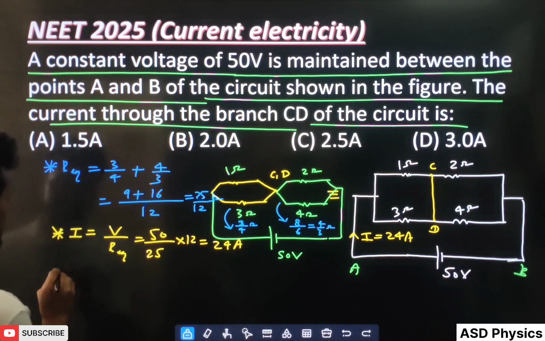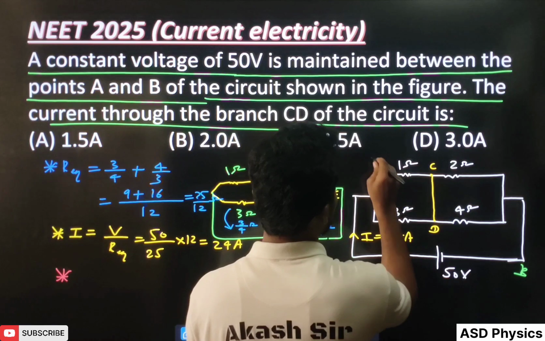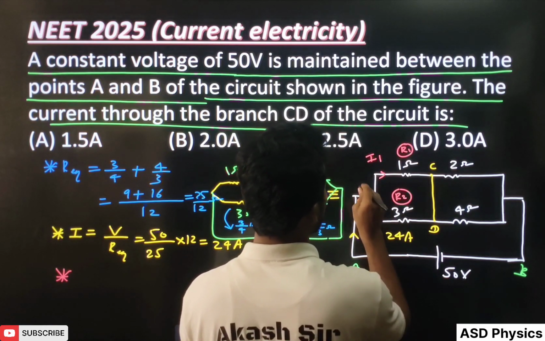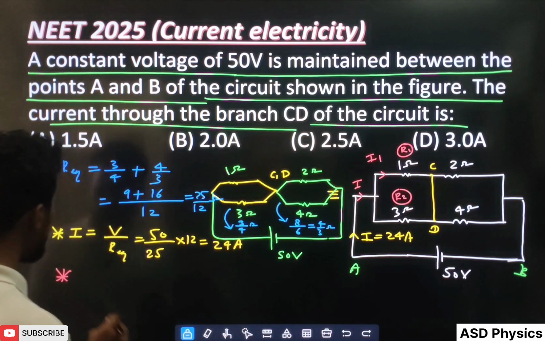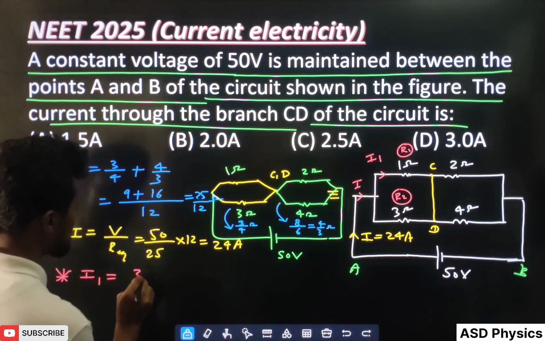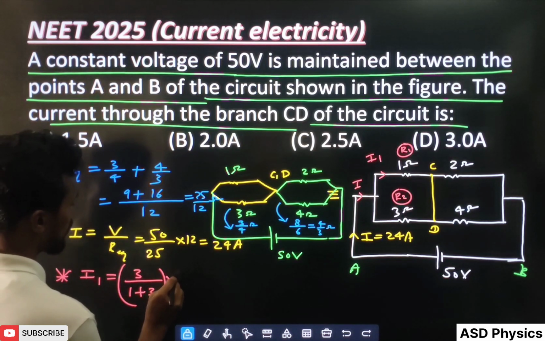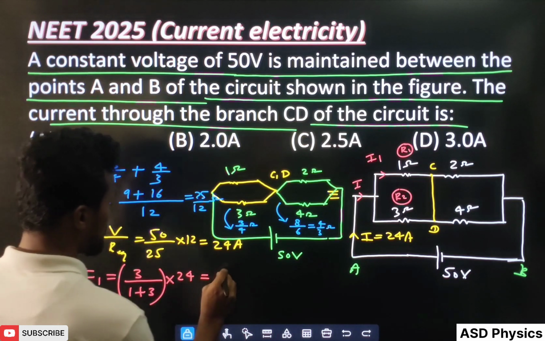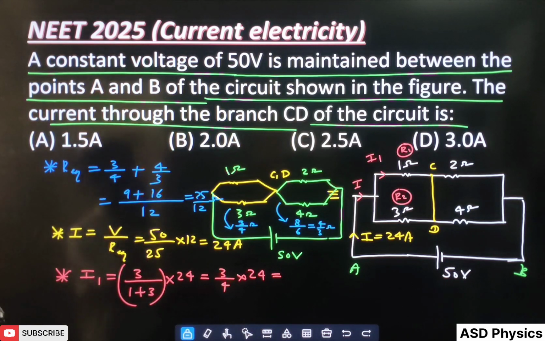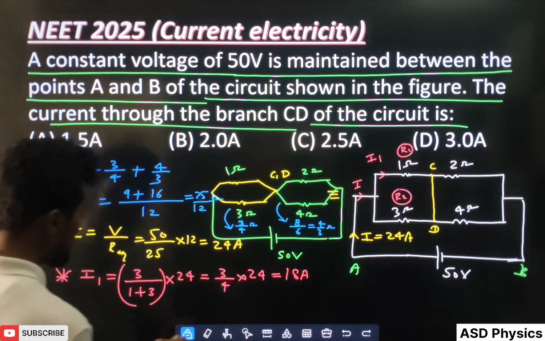Okay. Now after that, second one, I am going to use the current divider theorem here. Okay. I am going to get the current I1. Let's take this is R1 and this is R2. Is it? And total current I is coming. So remember, from the current divider theorem, this I1 is given by R2 by R1 plus R2. R2 means 3, by R1 plus R2, 1 plus 3, and the total current how much here? 24. Is it? So this will come here, see, 3 by 4 into 24. So how much is coming here? Kindly see here. 4 sixes 24, 6 into 3, 18 ampere. How much is coming here? This I1 is 18 ampere.